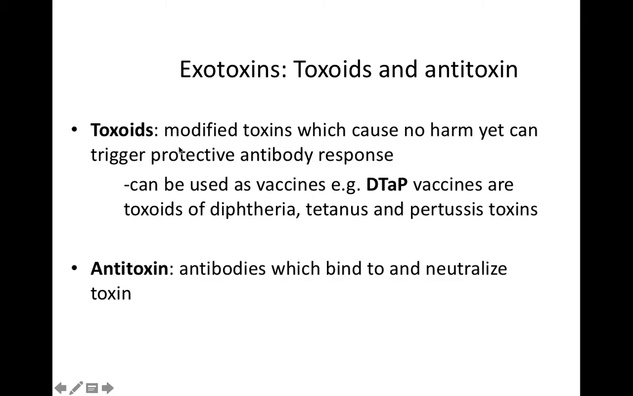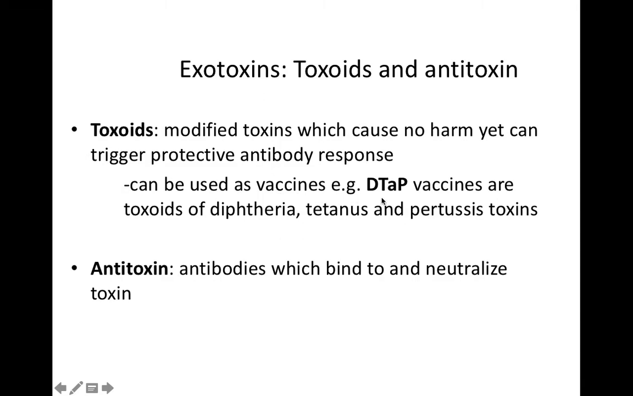So what are toxoids? Toxoids are modified toxins. So we take the toxin and we modify it, we change it, so it can no longer cause harm, that's really important, yet it can still trigger a protective immune response. For example, the toxoid can still trigger production of protective antibodies, like neutralizing antibodies, which could bind to the toxin and block it from attaching to our cells, right? And what's so powerful, you guys, about toxoids is that we can use them in vaccines to protect our children, protect ourselves against some of the horrible exotoxin diseases that we'll be learning about.